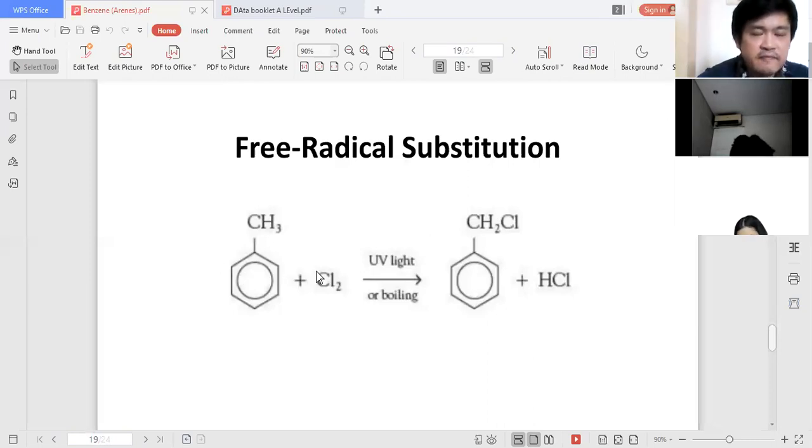But if the chlorine molecule reacts with the toluene in the presence of UV light or heat, then the chlorine will attack the methyl. It will not attack the benzene ring because there is no Friedel-Crafts catalyst. So it undergoes free radical substitution. These are the products. The main organic product is this one.